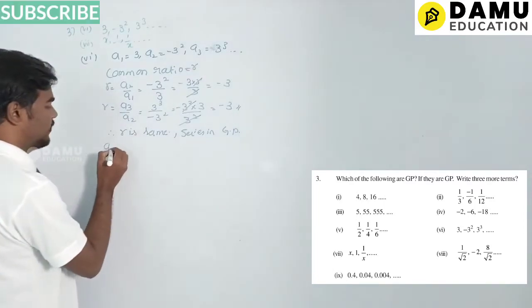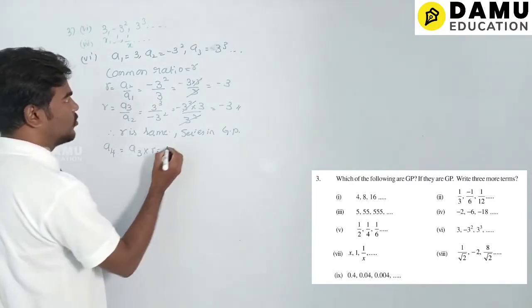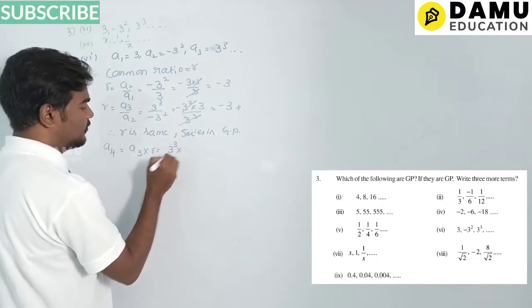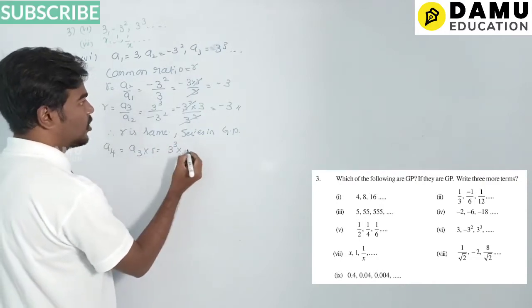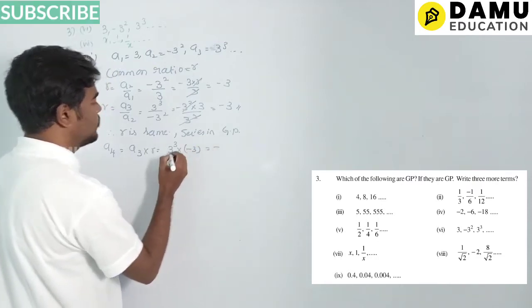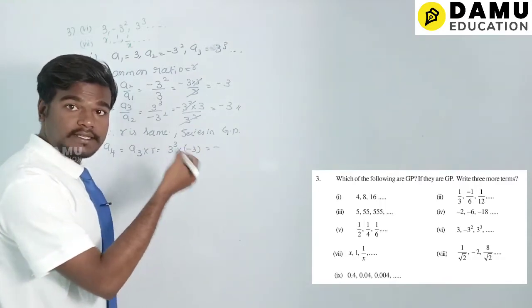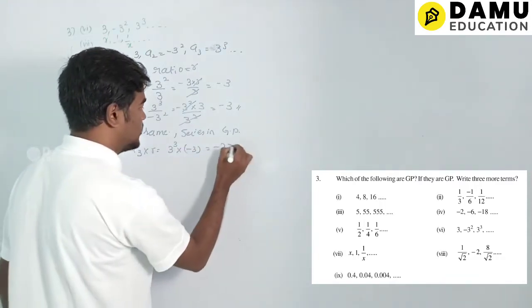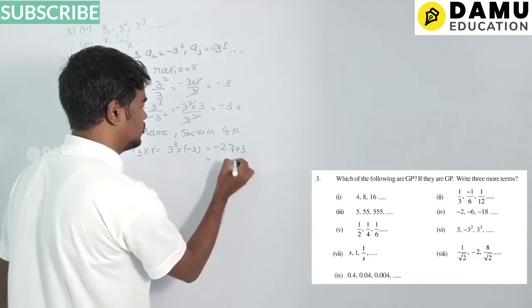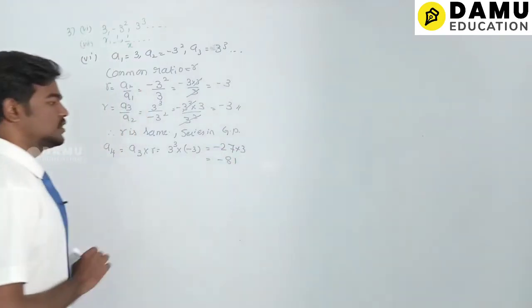Now what is that? A4 will be equal to A3 into R. So A3 will be equal to 3 cube. R will be equal to the common ratio, that is minus 3. So minus 3 cube will be equal to, what is that? 3 3s are 9, 9 3s are 27, 27 into 3, so 81. So this is the case.